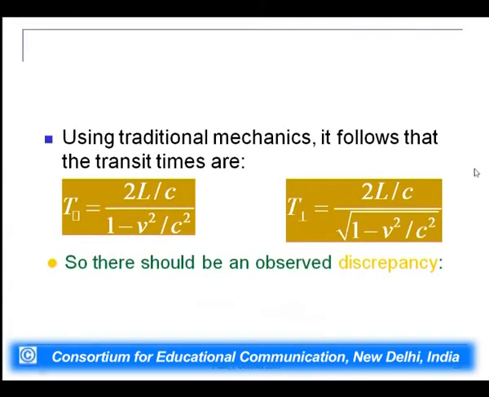Using traditional mechanics, it follows that the transit time, when we define the transit time for this experiment, moving along the ether, is t equal to 2L by c, 1 minus v square by c square. When it is defined perpendicular to it, its value is 2L by c root of 1 minus v square by c square. So, there should be an observable discrepancy.